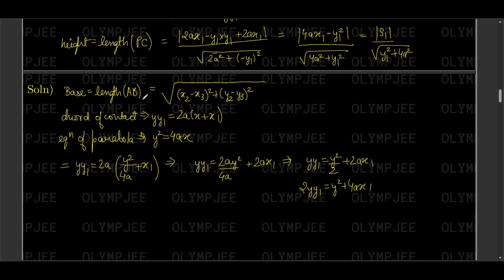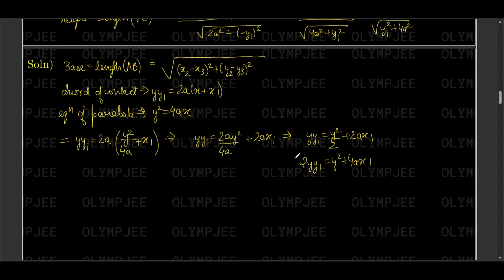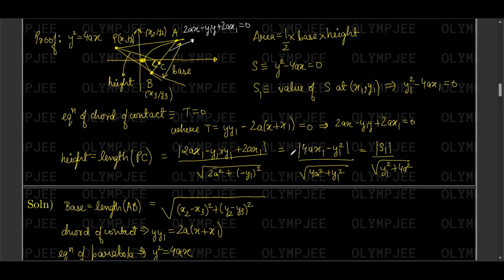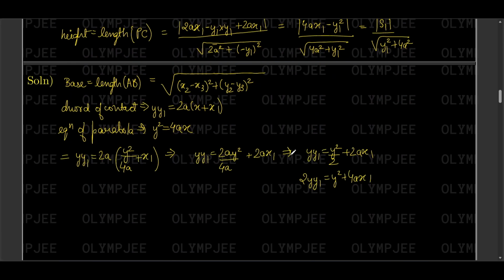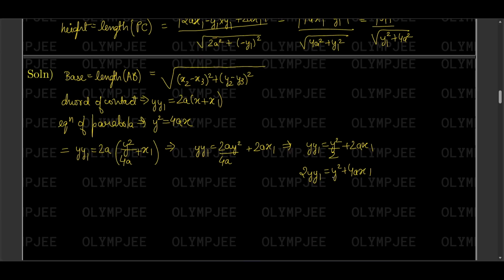Now I have gotten a quadratic, right? The intersection must be at 2 points. So that is consistent with our results that we have a quadratic, and this will have 2 roots, which will give us y2 and y3. So from here, this can be written as y square minus 2y y1 plus 4a x1.